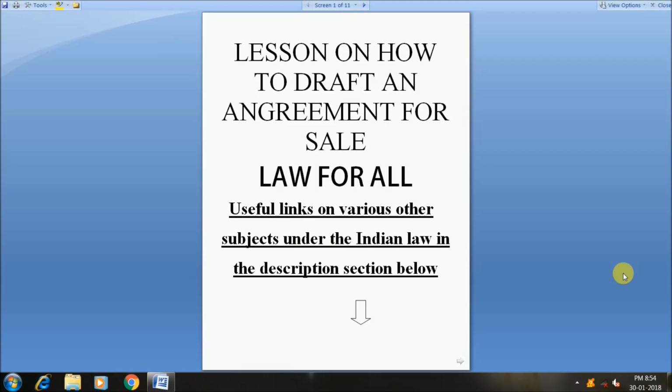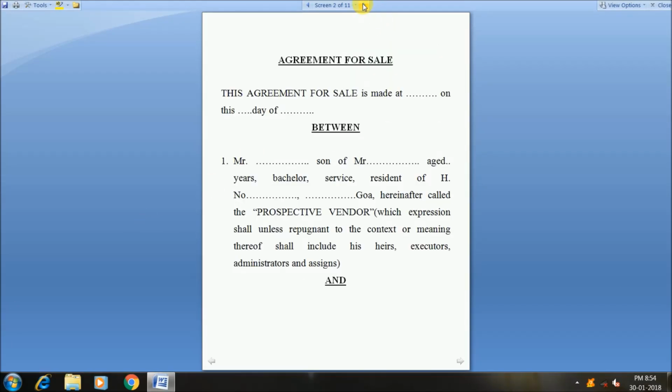Now, I have also prepared a demo agreement for sale as always, and I will be turning to that demo now and showing it to you guys. This is the demo of the agreement for sale that I've prepared. Now, let us get into the agreement and try to understand how the agreement is drafted.